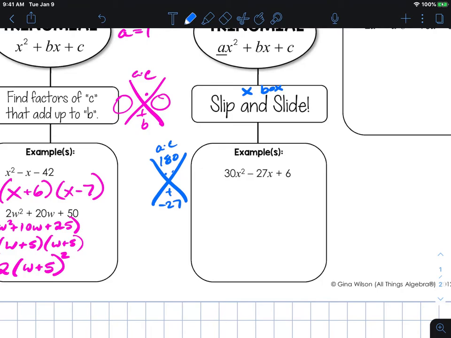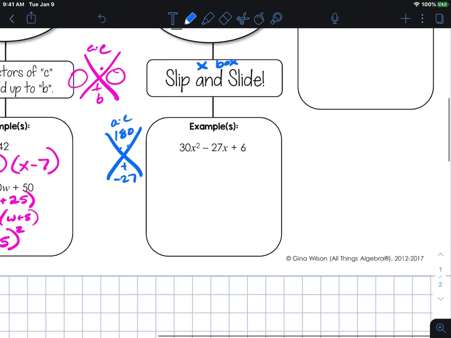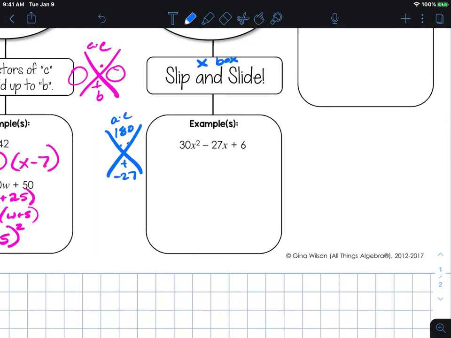So wait a minute, what was the first thing I was supposed to do? Look for a what? A GCF. All right, so GCF here, ooh, wait a minute. 6 is not going to be able to go into 30 and 27, but 3 will. So 3 divides into 10x squared minus 9x plus 2. Oh, easier then to deal with.